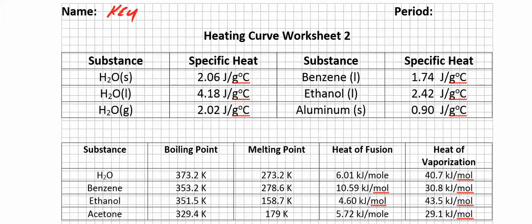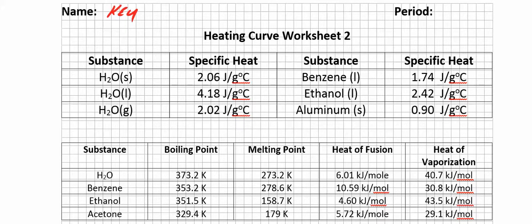Let's take a look at the kind of information that we've got here. We've got three substances to begin with. All three are water, but one's in the solid phase, one's in the liquid phase, and one's in the gas phase. I've given you specific heat data for those three. And then benzene, ethanol, and aluminum, also specific heat information for those three, and we're going to use those in this worksheet. I'm giving you boiling point information, melting point information, heat of fusion, and heat of vaporization for H2O, that's water, of course, benzene, ethanol, and acetone. All right, so we'll start there.